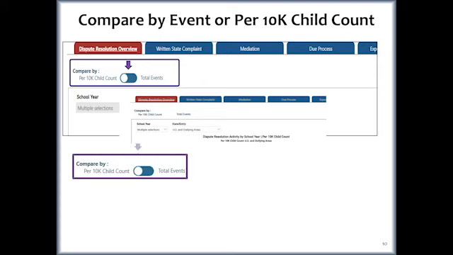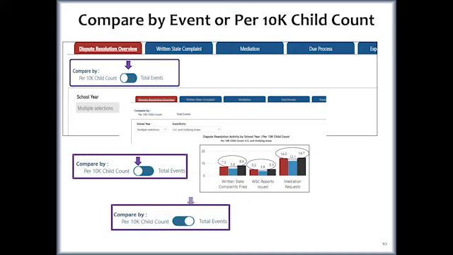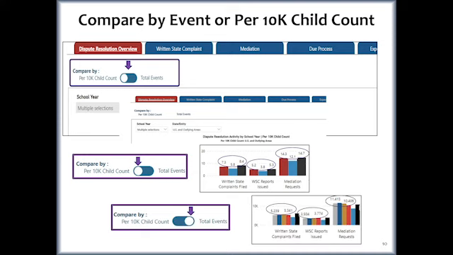Here's how it works. Simply toggle to the left to view the data by the 10,000 child count, and toggle to the right to see the data in the actual number of events for a given data set.